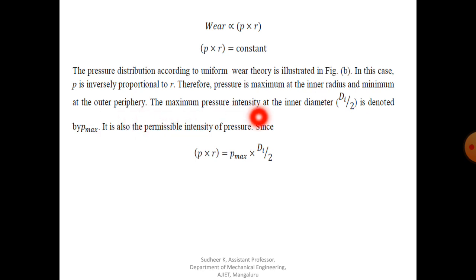The maximum pressure intensity at the inner diameter is denoted as P max, because the maximum pressure is always at the inner radius of the friction disk. Therefore it is denoted by P max, and also the permissible pressure intensity. Since p r equals P max into d_i by 2, because r is nothing but d_i by 2, because the maximum pressure will be induced at the inner radius. Therefore r we consider as d_i by 2, and p we can change to P max.